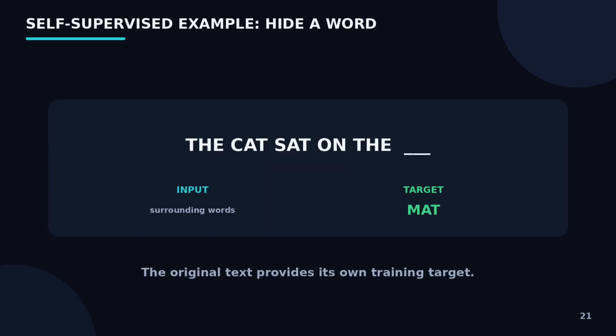Consider a sentence: the cat sat on the blank. We can hide one word and ask the model to predict it. The original data set didn't need a human to manually create a label saying mat. We generated the learning task automatically from the data. The original word becomes the target. The surrounding words become the input. The model learns by trying to predict the hidden information.